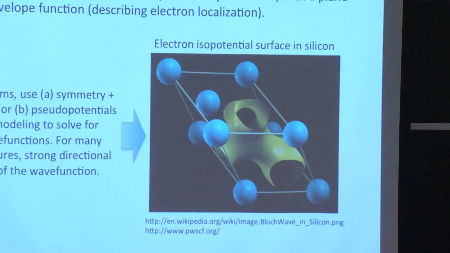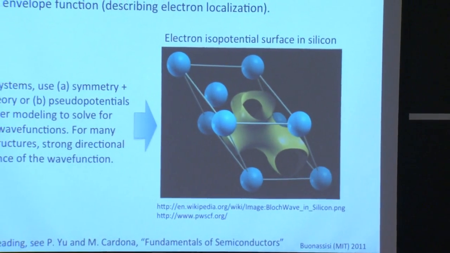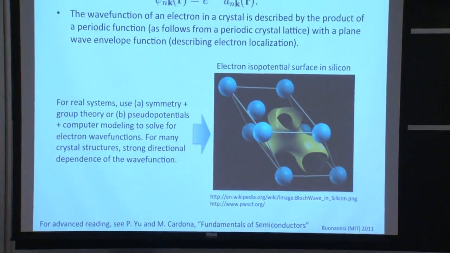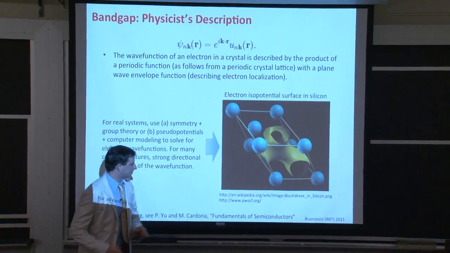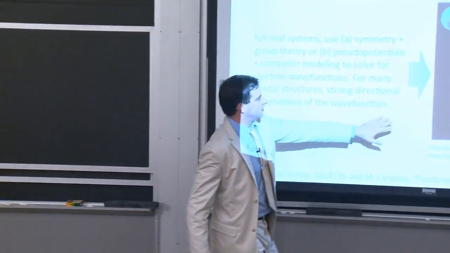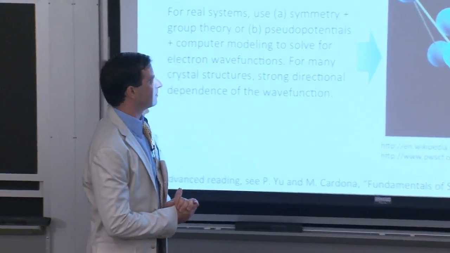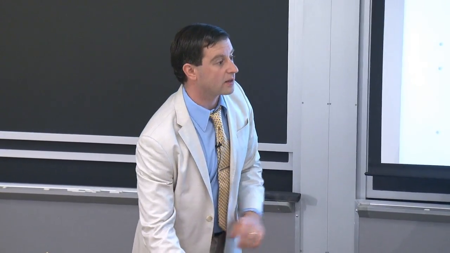If you're really interested in advanced reading, I would definitely suggest this book called Fundamentals of Semiconductors by Professor Peter Yu, now retired at UC Berkeley. Very nice explanation, it uses an elegant application of group theory to derive the band structure of a semiconductor in detail. So let's hop back to this one real quick.